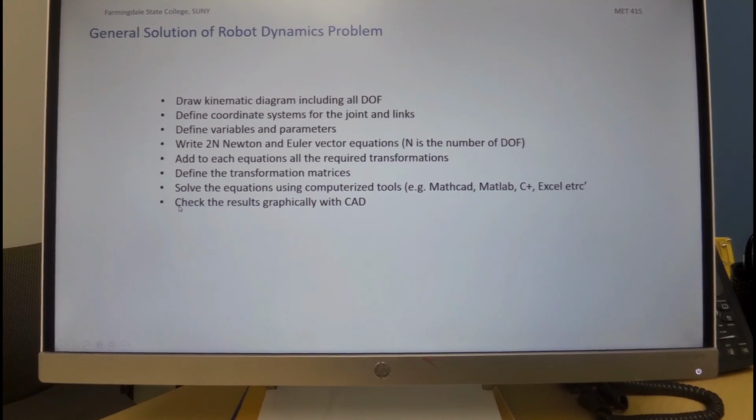And finally, check the results graphically with a CAD system just to make sure that there are no errors in the presentation of the solution. So this pretty much concludes this presentation, and in upcoming presentations we take a look at some example problems. Thank you.